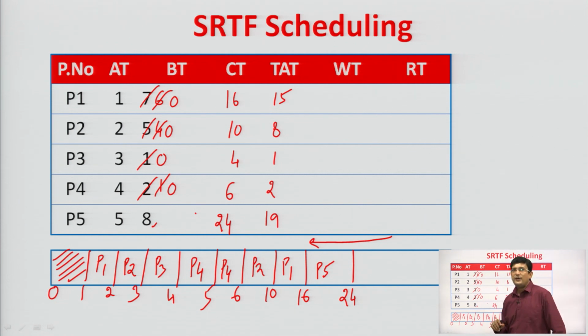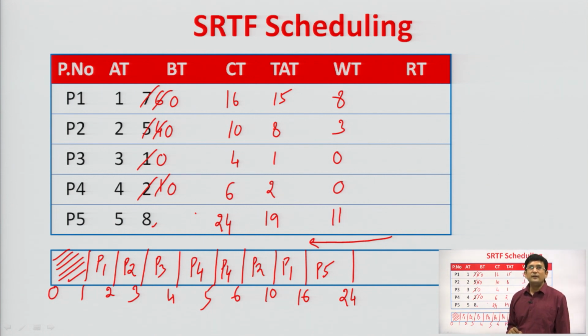Now let us compute the waiting time. So the waiting time will be turnaround time minus burst time. How much time is wasted? The only relevant time is burst time, the rest of the time has got wasted. So the waiting time for process number 1 will be 15 minus 7, that is 8. P2 process के लिए 8 minus 5, 3, P3 process के लिए 1 minus 1, 0, P4 process के लिए 2 minus 2, 0 और P5 process के लिए 19 minus 8, that is 11.